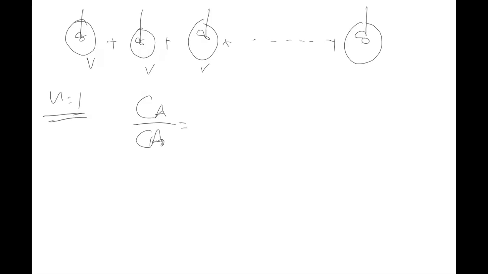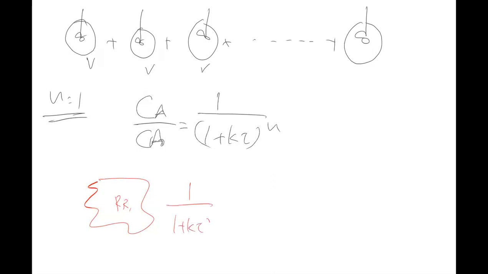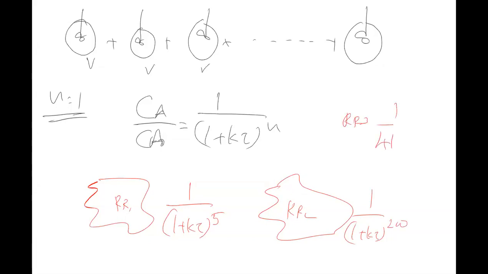CA by CA naught is equal to 1 by 1 plus K tau whole power N. So if I go back here and you see real reactor 1, what is the model? 1 by 1 plus K tau whole power 5. This is real reactor 2. What is the model? 1 by 1 plus K tau whole power 200. What is real reactor 3? Model 1 by 1 plus K tau whole power 7. Of course, this is for a first order reaction, I am just explaining.